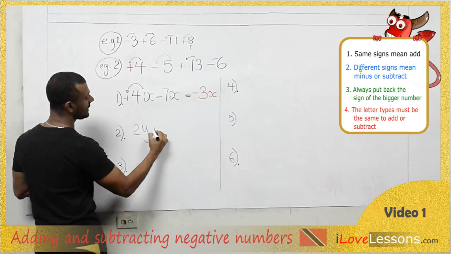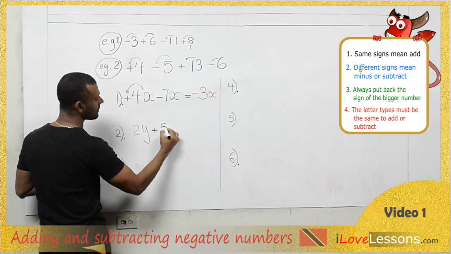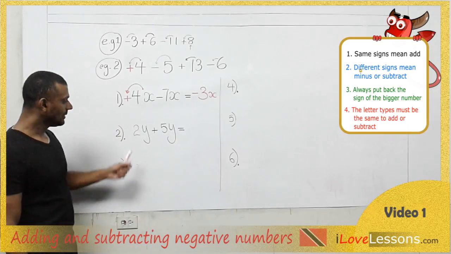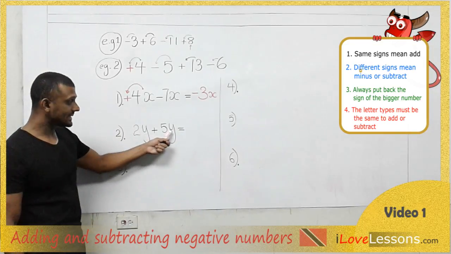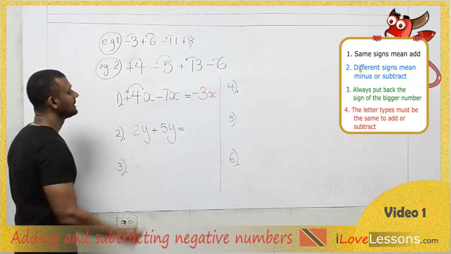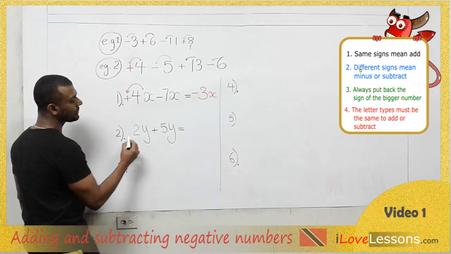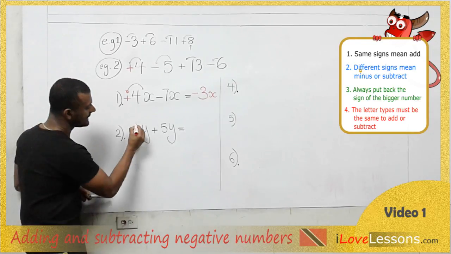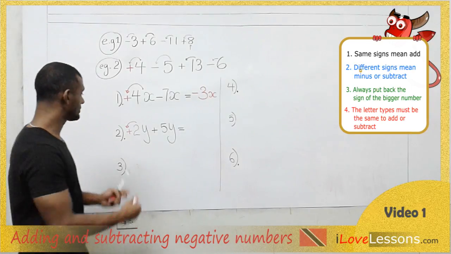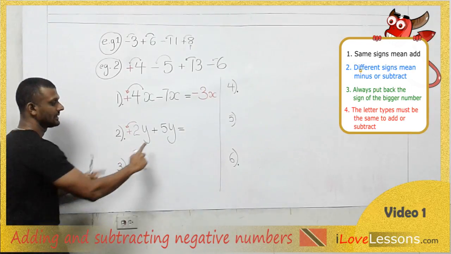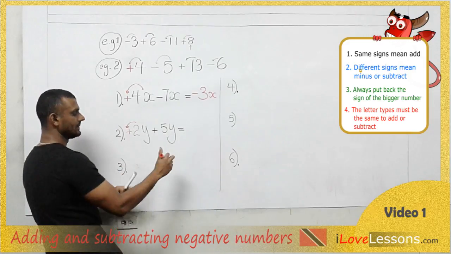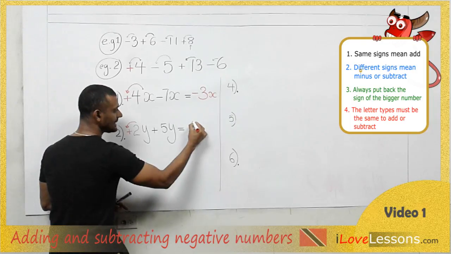2y plus 5y. Okay? Now, letters are the same, so according to rule 4, we can do the question. So, is this 2 positive or negative? Well, if you look to the left, we'll clearly see nothing, so we have to automatically assume it is what? Positive. So, signs are the same. Same signs mean what? I. So, 2 plus 5 is 7.